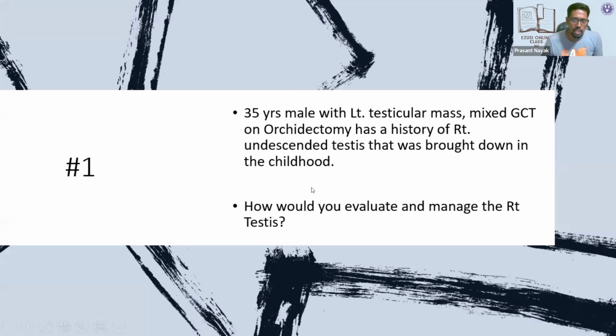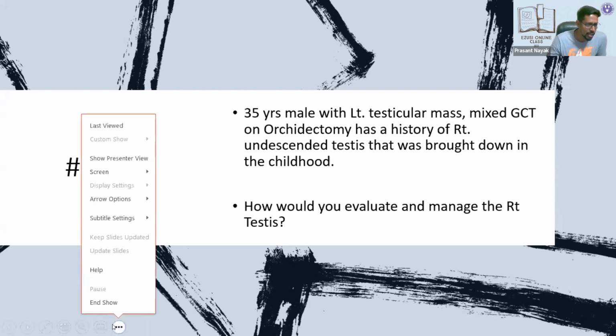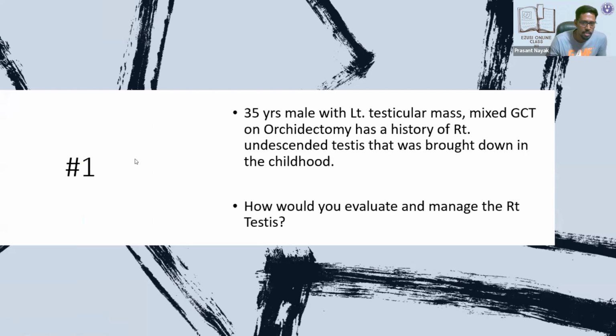So the first question is, it's a 35-year-old male with a left testicular mass with mixed GCT and orchidectomy and a history of right undescended testis that was brought down in childhood. How would you evaluate and manage the right testis? So this, I think, students have already answered, but still, anybody wants to answer this? How would you evaluate? Any of the residents can answer.